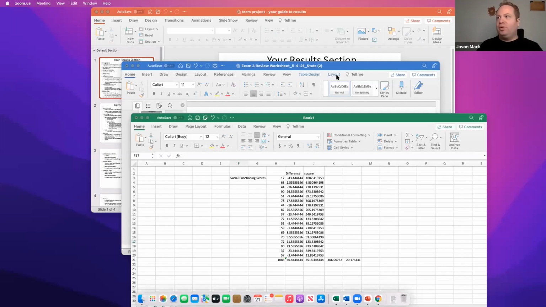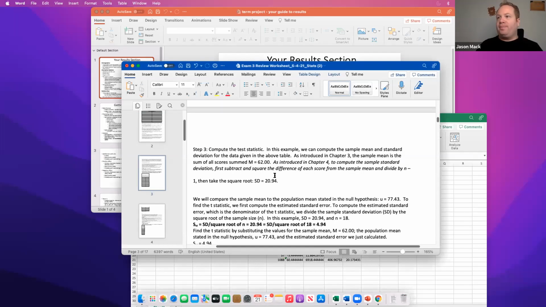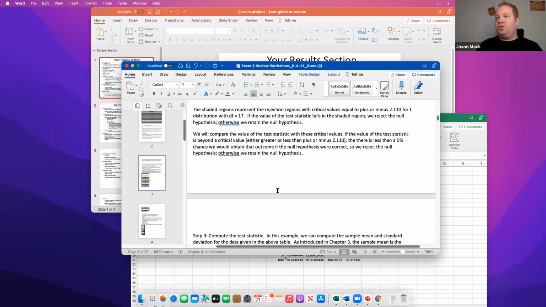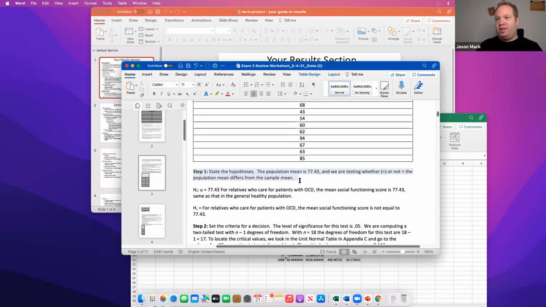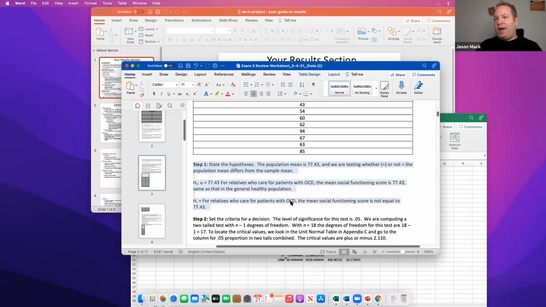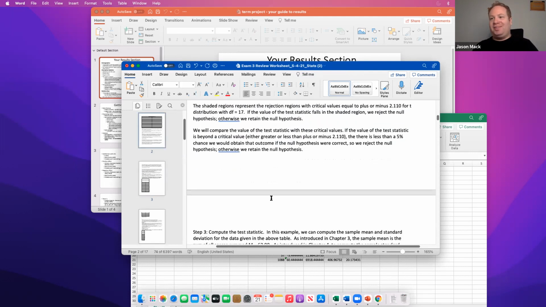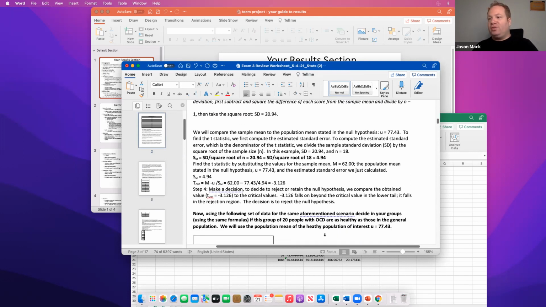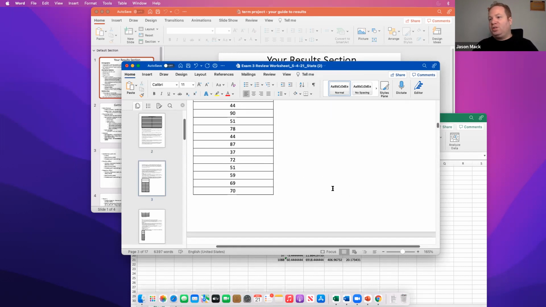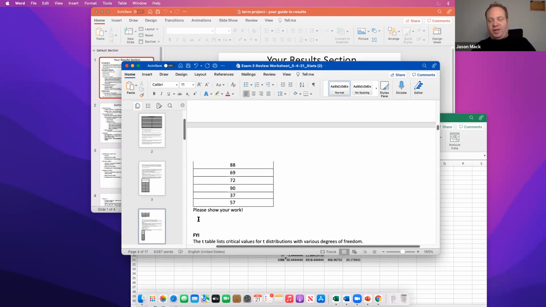All right, so let's explain the sample a little bit more. If we go back to our desktop, the first thing we need to do is each step. So let's start with step 1 with our new set of data, okay? This will actually all be the same because we're going to use the mean of the healthy population against our sample. So our step 1 is we're just going to say that it's equal to or not equal to. That's the first part of showing our work.